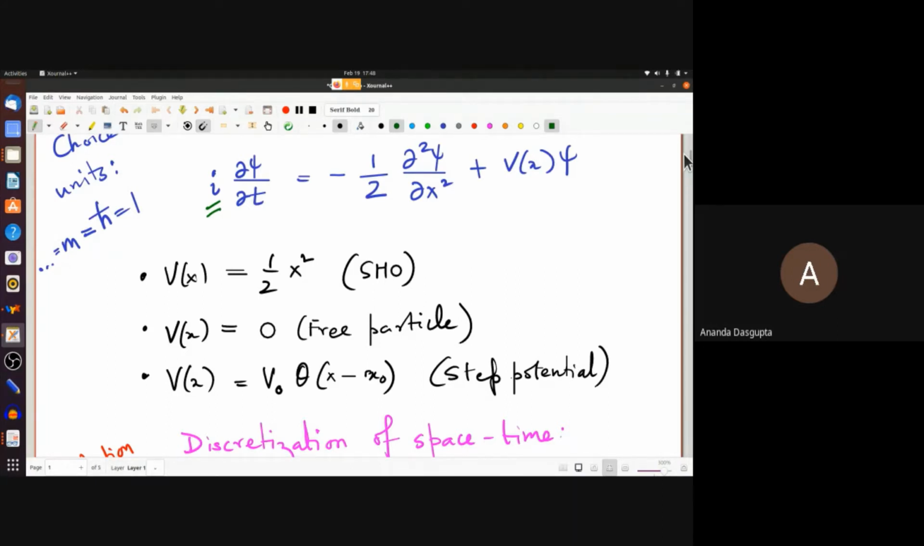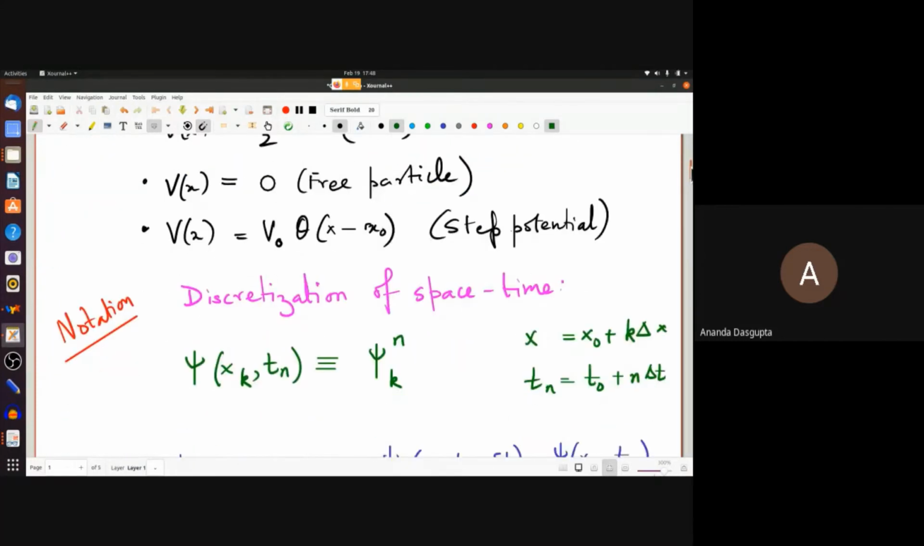So what I'm going to do is break up space into discrete points: x0, x0 plus delta x, x0 plus 2 delta x, x0 plus 3 delta x, and so on. And time also, we are not, of course, going to look at all possible times. We are going to choose a time step delta t. And from t0, we will go to t0 plus delta t, t0 plus 2 delta t, t0 plus 3 delta t, and so on. So this is the first thing that we will do.